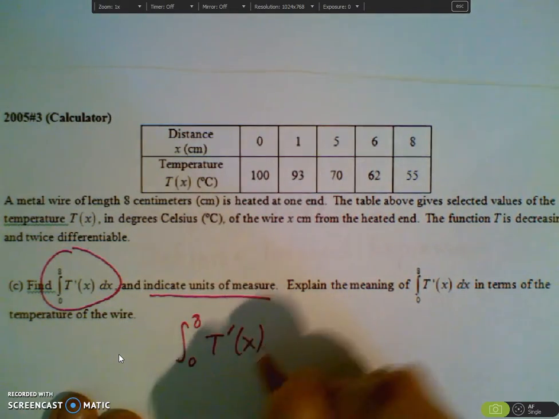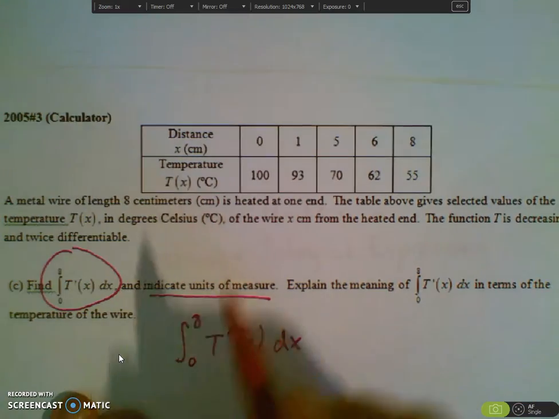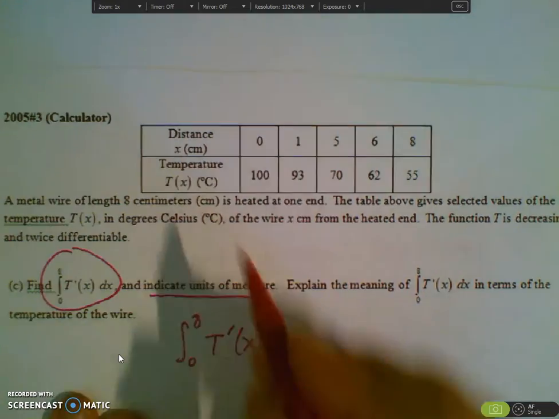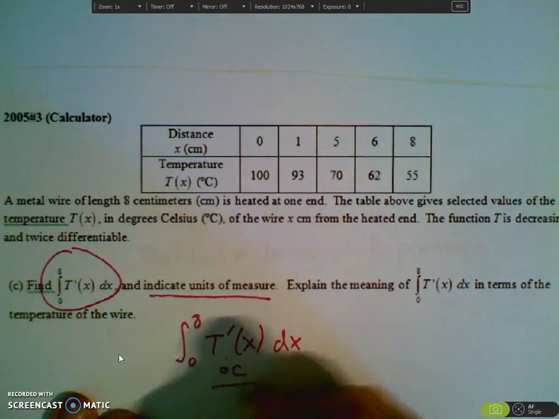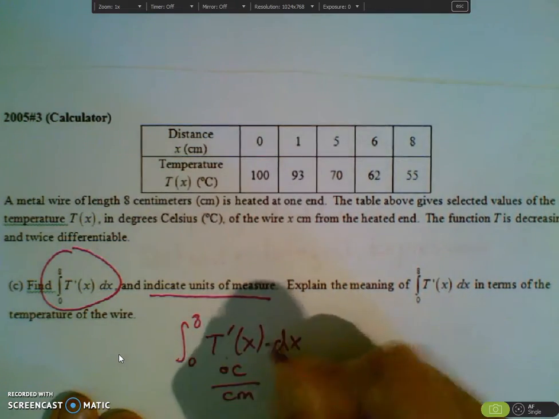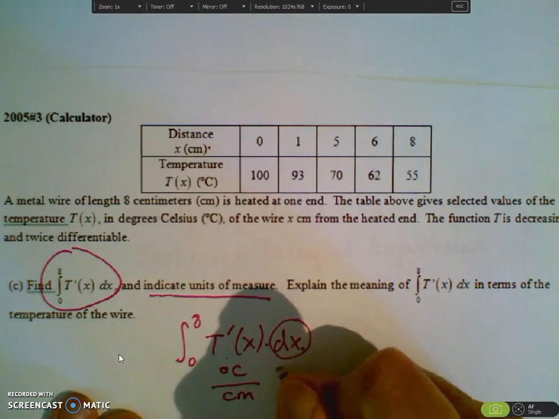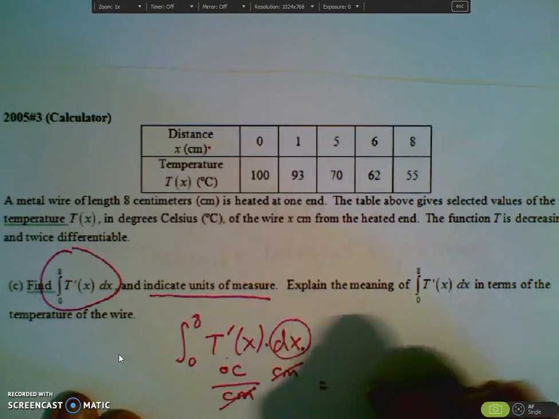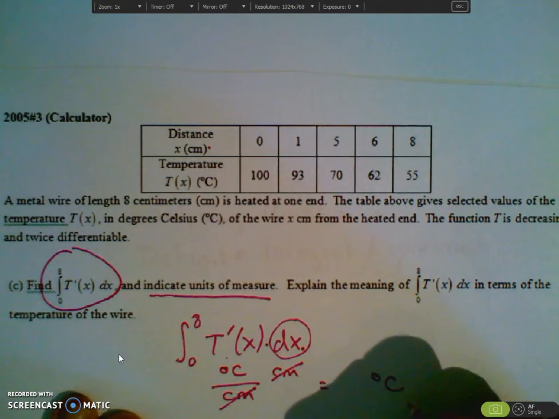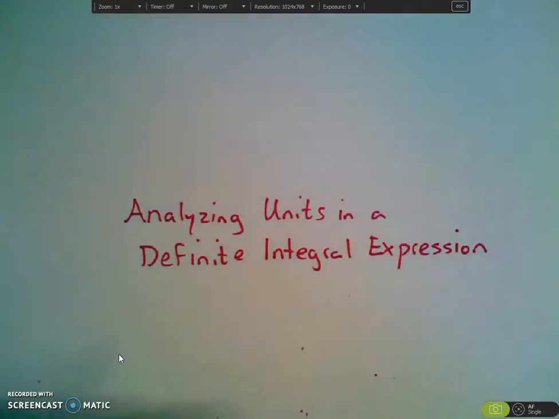You need to notice that the integrand is a derivative. That means it's a rate. And so the units for T prime of x would be degrees Celsius per centimeter. And then I know that this differential x is being measured in centimeters. These centimeters will divide out so that my final answer will be in degrees Celsius. Here comes our next example.